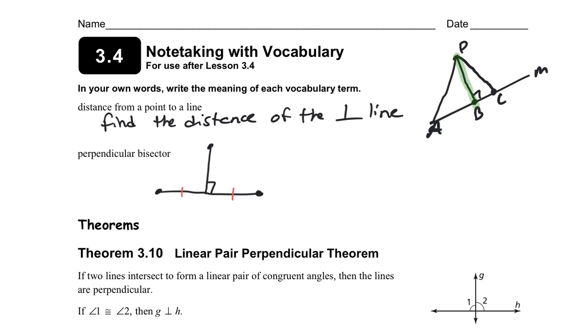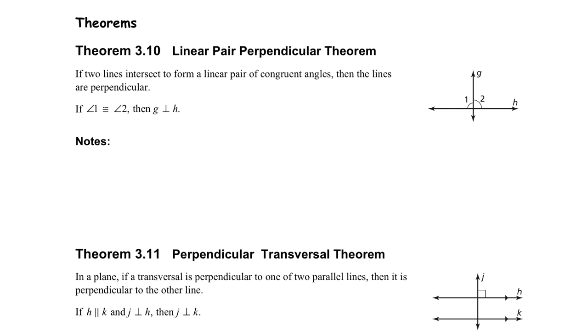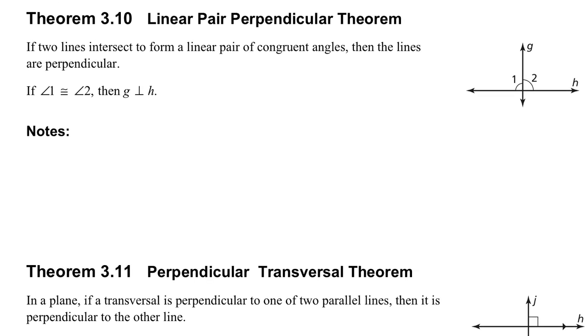Now, let's talk about some theorems today. The first one is called the linear pair perpendicular theorem. This states if we have a linear pair and they are congruent angles, then those lines are perpendicular to each other. So we can use this to prove that two lines are perpendicular.